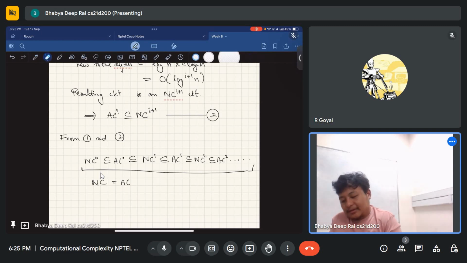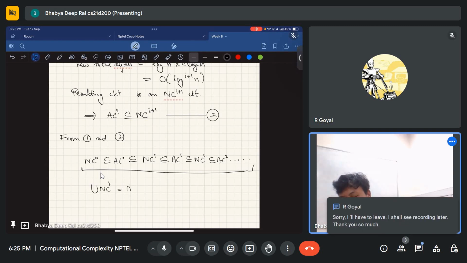Okay. Now this entire union, if you do the union of NCi, is equal to NC is equal to AC.